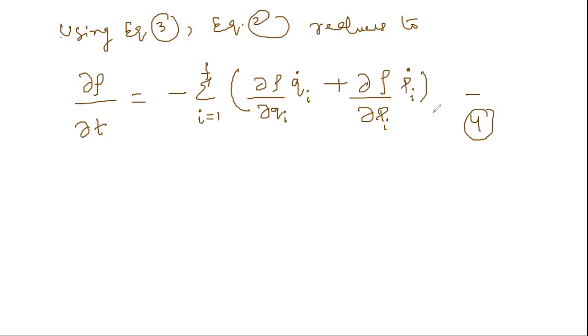So it is minus summation i to f, ∂/∂q_i of (ρ q_i dot) plus ∂/∂p_i of (ρ p_i dot). So this equation 4 gives me the value of how this density function ρ changes in time, but at a fixed point in phase space, because it is the partial derivative of ρ with time. ρ depends not just on time, it depends on all q's and all p's, right? So this is giving me the rate of change. Let me write it clearly.